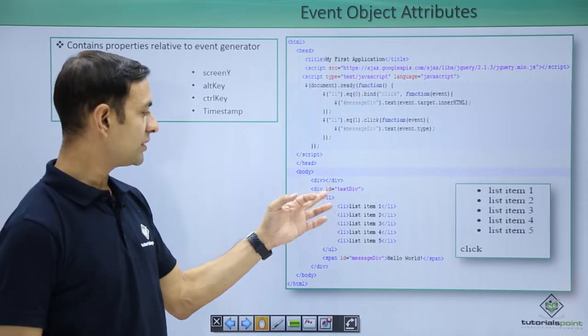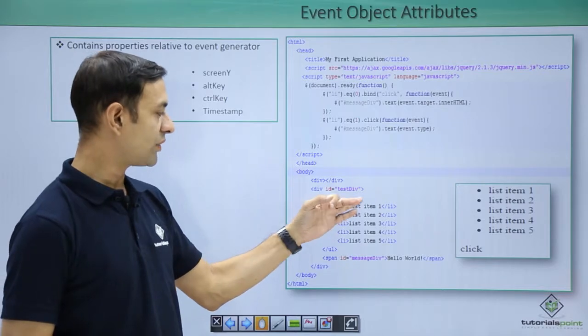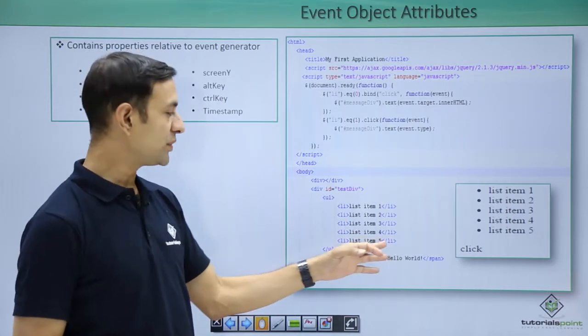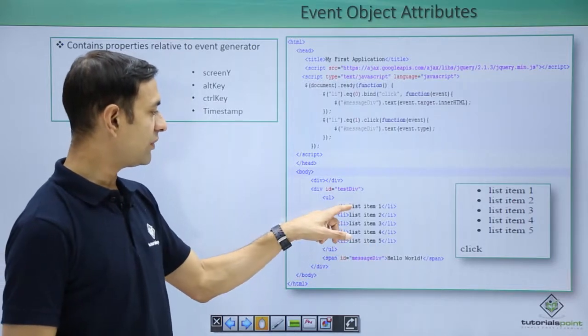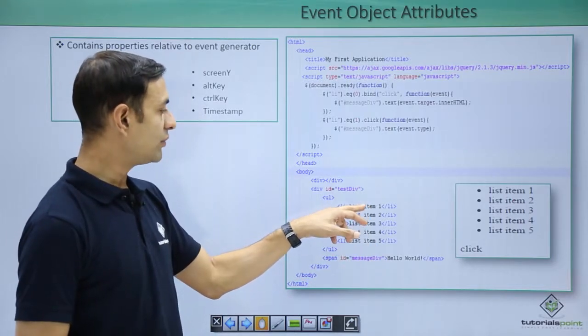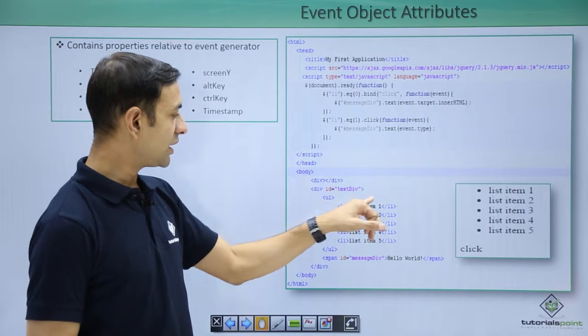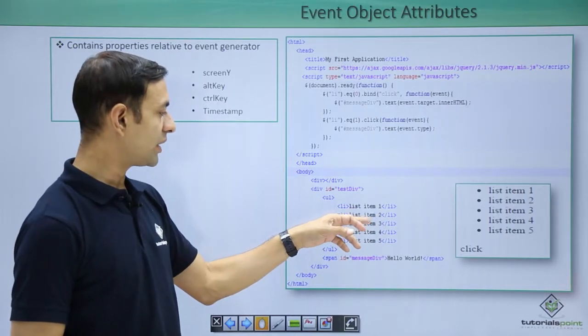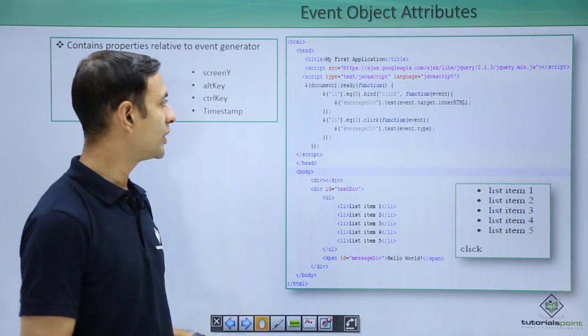Our DOM is simple. We have a UL, we have list items 1 to 5, and a span with ID message div, Hello World. The purpose of this exercise is that when we click on list item 1, I will print list item 1 in the message div, and when I click on list item 2, I will print the click event. Let's see how we are doing it.